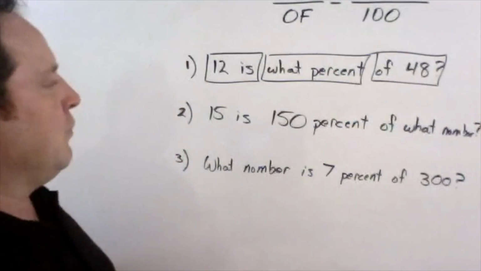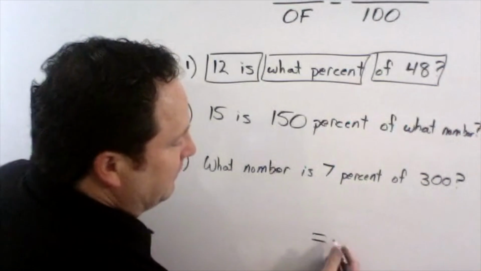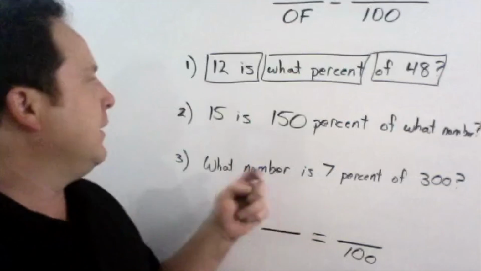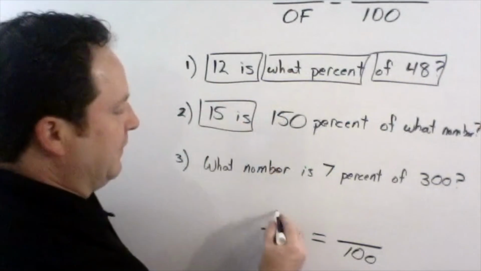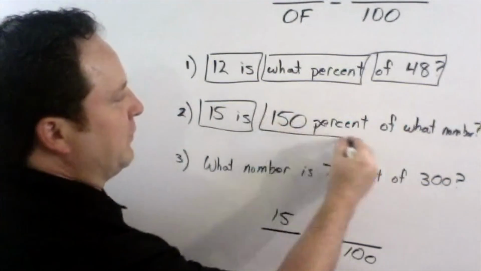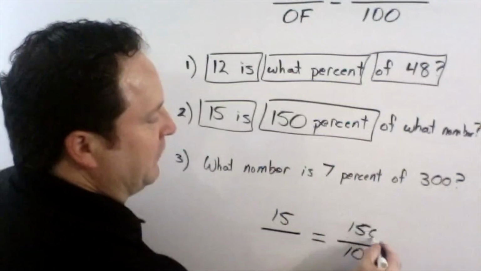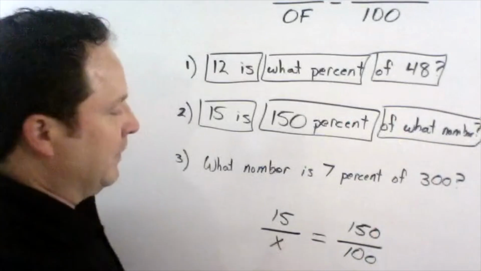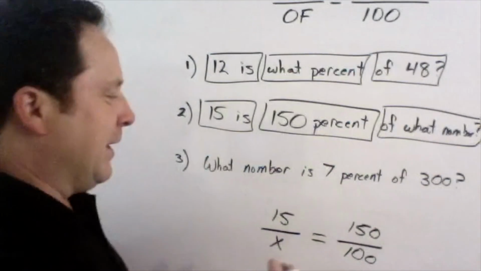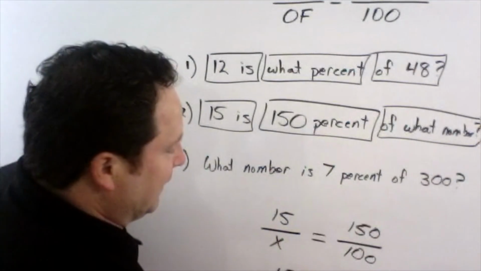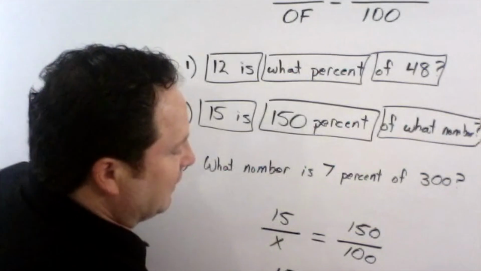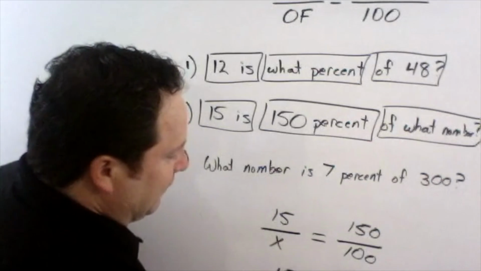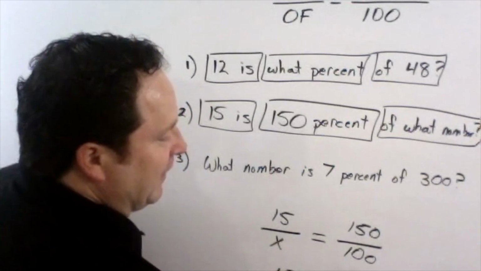So number 2. So let's start by writing the equation. Put the 100 on the bottom of the right side. So 15 is 150%, so percent goes there, of what number? So I'm missing the of part. So I have my equation. I cross multiply. 150x equals 1500. Divide each side by 150. And you're left with x equals 10.